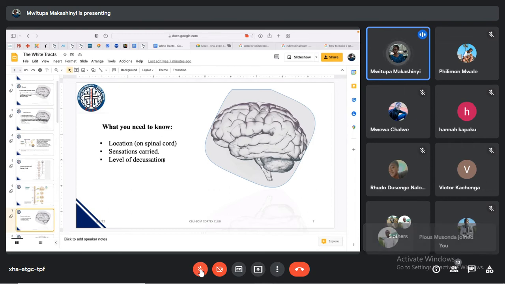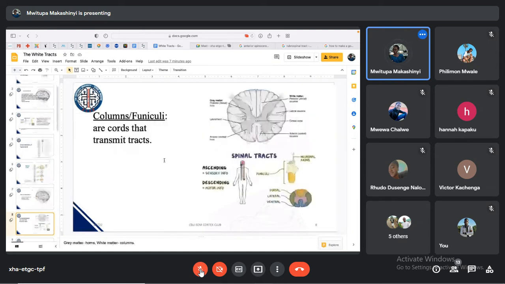And then there's this funny word called decussation. So a decussation is basically a crossing over. So you'll need to know at what level, because most of these tracts cross over to the opposite side. So you'll need to know at what level they do that.